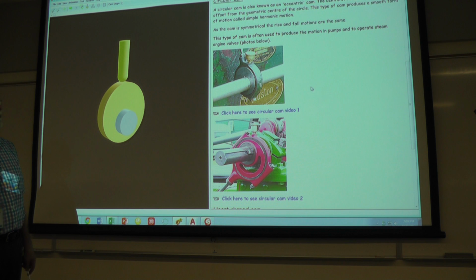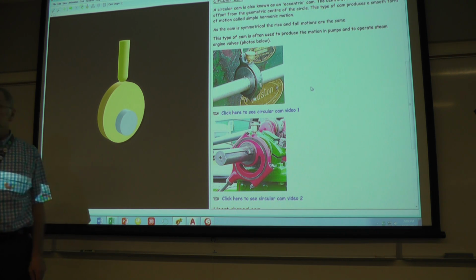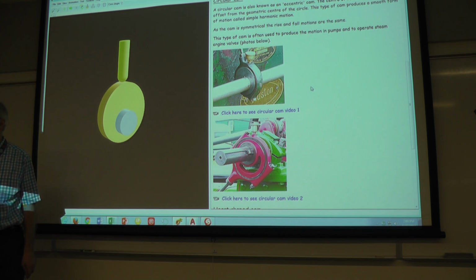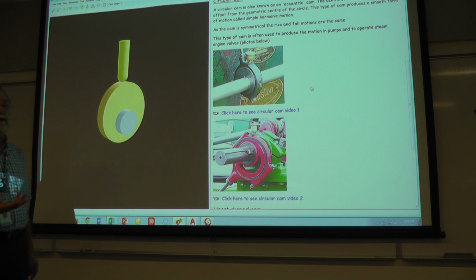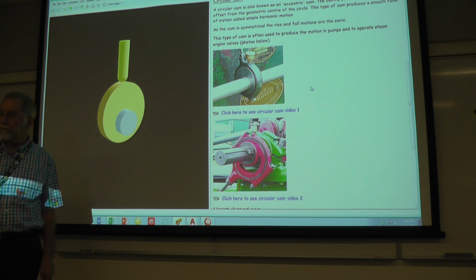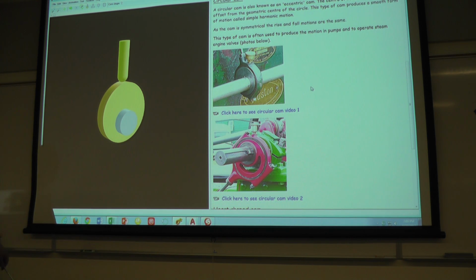This type of cam produces a smooth form of motion called simple harmonic motion. There are about 6 or 7 different types of motion that refer to the type of motion created as something rises or falls based on the shape of the cam. As the cam is symmetrical, the rise and fall motions are the same. This type of cam is often used to produce the motion in pumps and to operate steam engine valves.